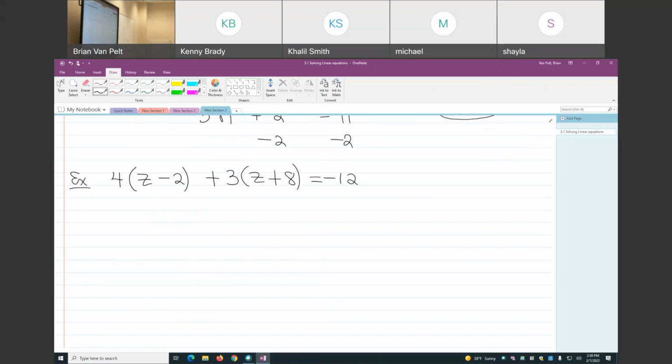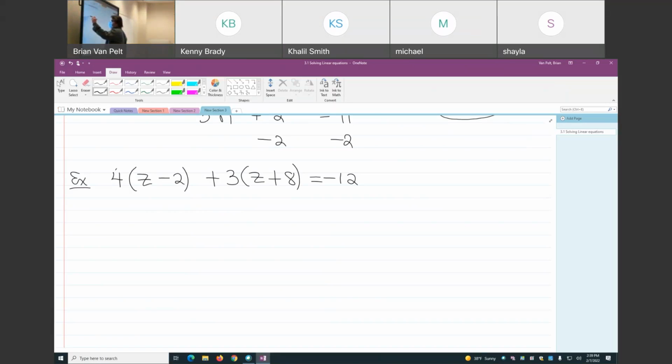Now, remember, one of the things I said earlier was that you want to simplify each side of the equation first. So what does that mean on the left? What are you going to do with those parentheses and all that stuff? Distribute them, that's right. That's what you would do if you simplified. So you're going to distribute.